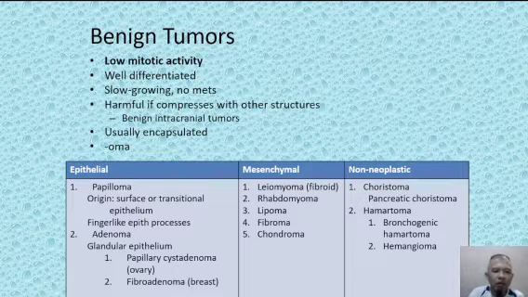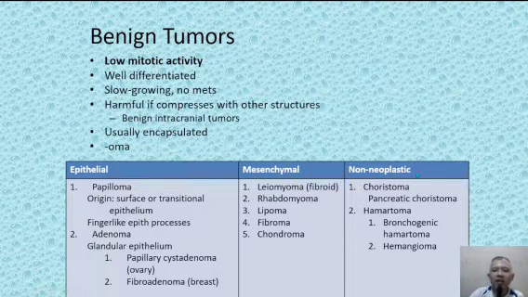So benign tumors are tumors that have low mitotic activity. They are well differentiated, slow growing, and definitely no metastasis. However, they are harmful if compressing other structures, usually encapsulated and usually ending with oma.